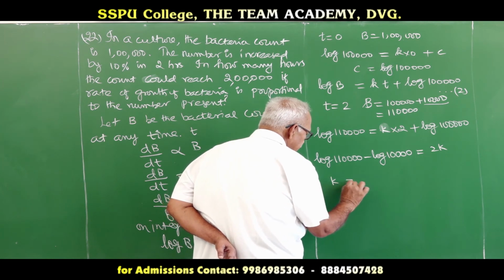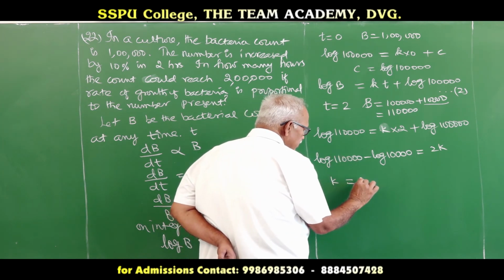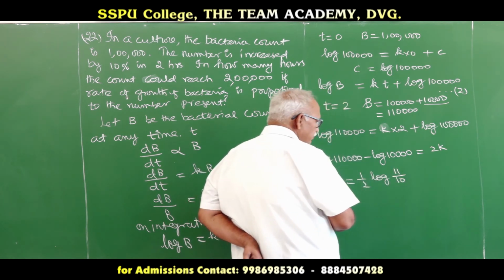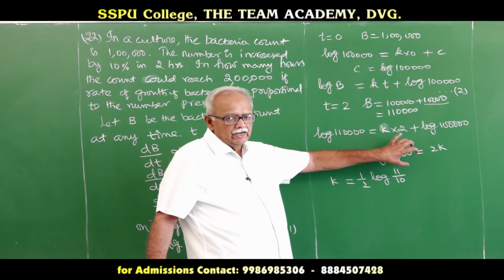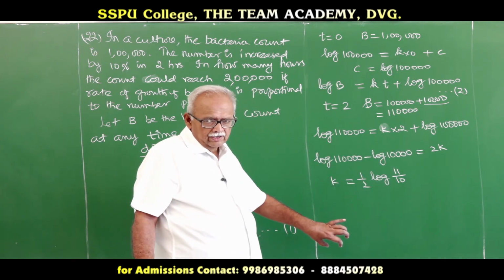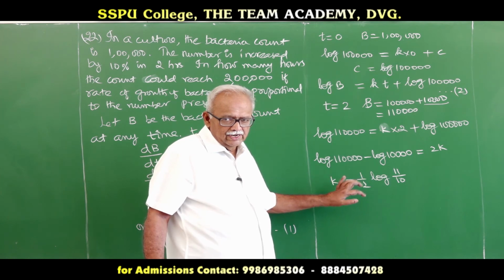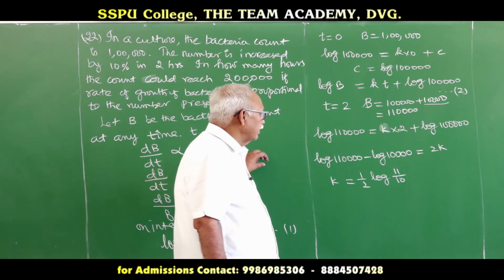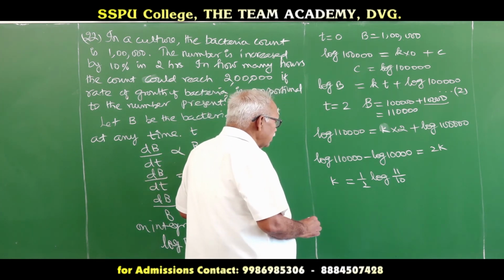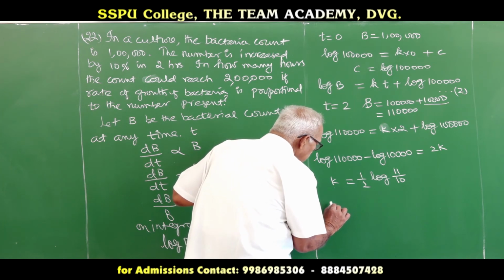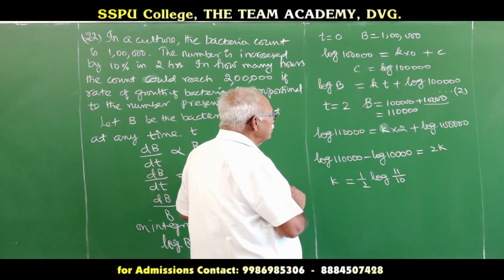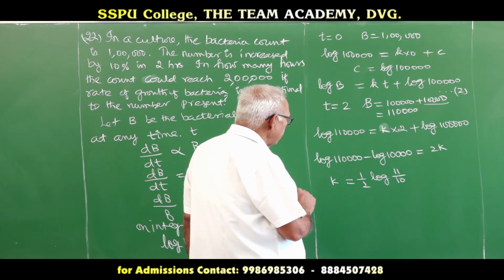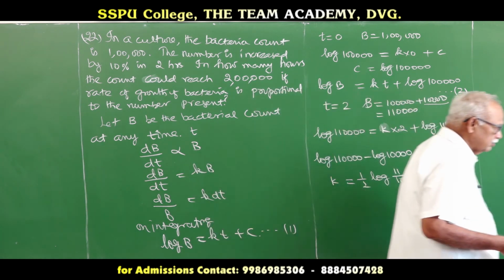So what is k here? k is equal to 1 by 2 log 11 by 10. Simplify this, log a minus log b is log a by b. 110,000 divided by 1 lakh is 11 by 10. So k is equal to 1 by 2 log 11 by 10. So now what is the time required here? You see, k is equal to 1 by 2 log 11 by 10. So what will be the k values?